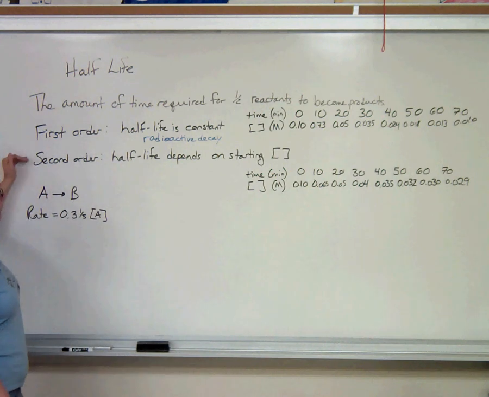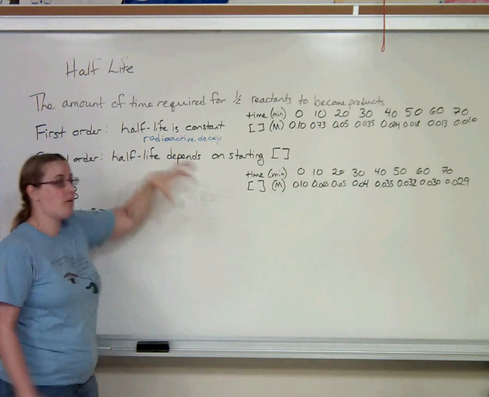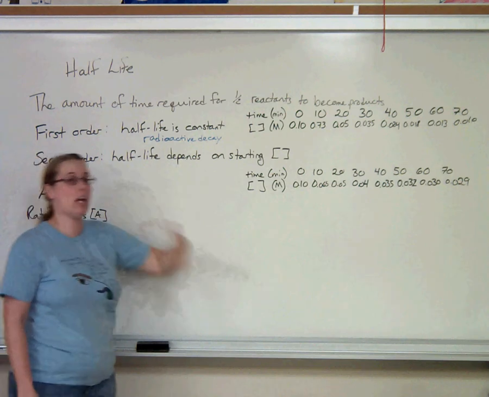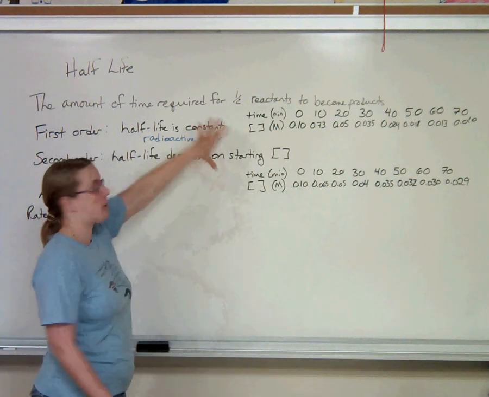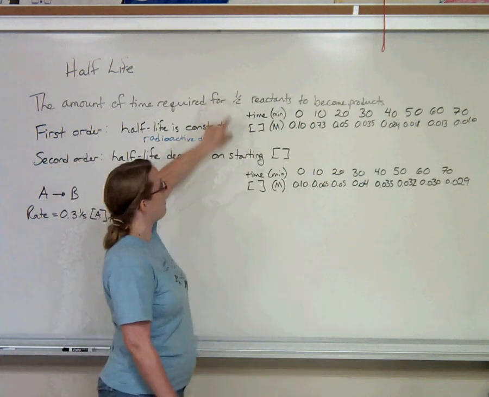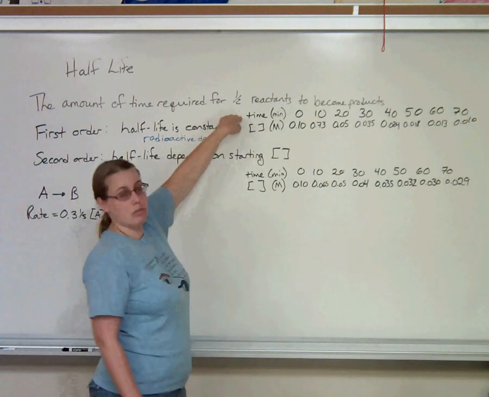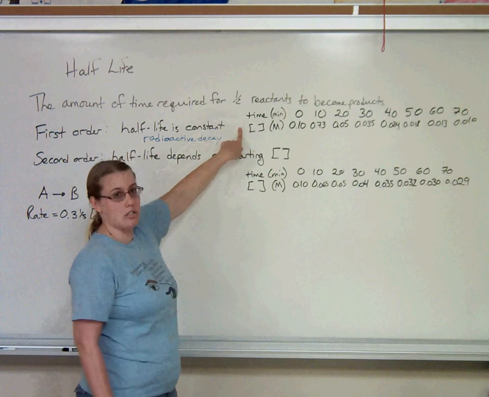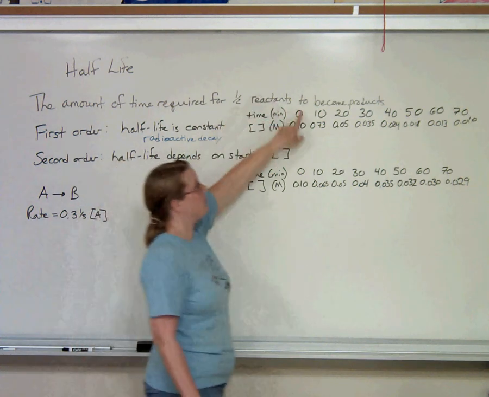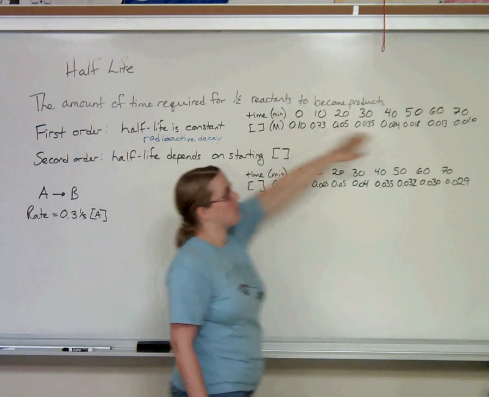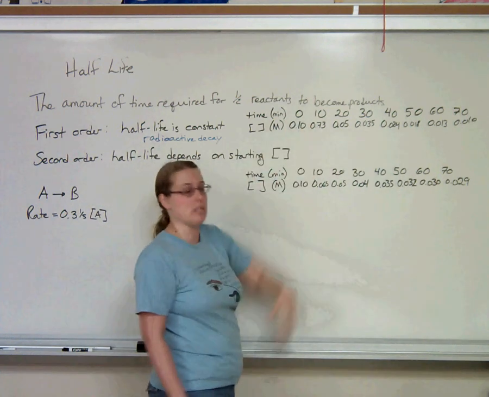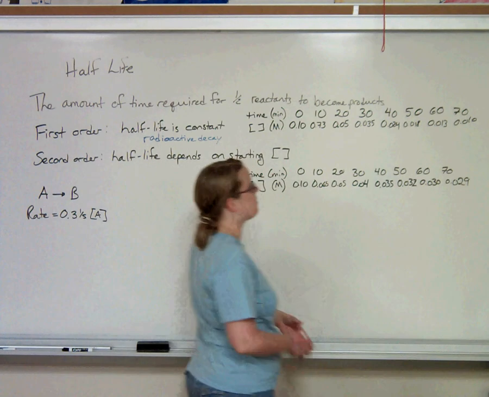Second-order half-life is kind of weird because the half-life will change throughout the course of the reaction. It depends on your starting concentrations. So let's look at a couple of tables to compare here. Let's say we had a first-order reaction. And we're going to measure this reaction every 10 minutes and see what the concentration is of our substance. So at 0 minutes, we start off with 0.1 molarity. And then so on and so forth. It constantly goes down until we're left with hardly any reactants, mostly products.